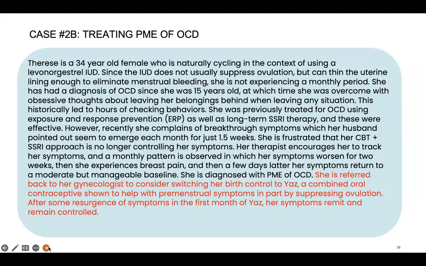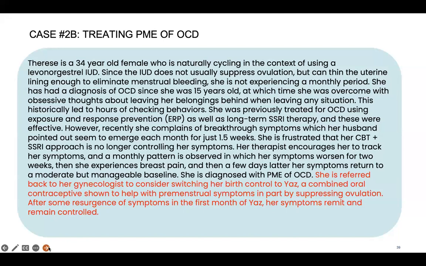So another case example here, treating PME of OCD. We talked about Therese before. She's a 34-year-old female who's naturally cycling in the context of using a levonorgestrel IUD. Since the IUD does not usually suppress ovulation, but it can thin the uterine lining enough to eliminate bleeding, she's not experiencing a monthly period.